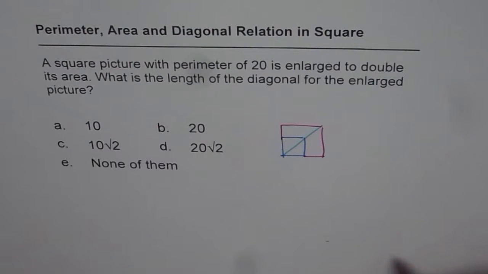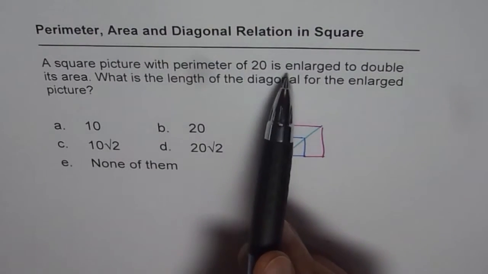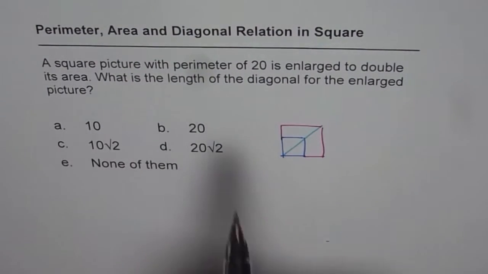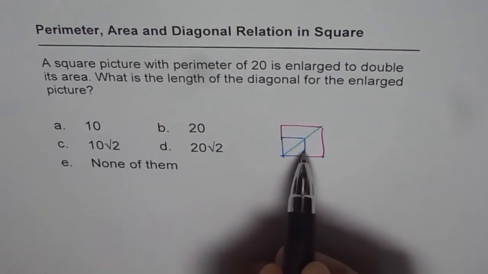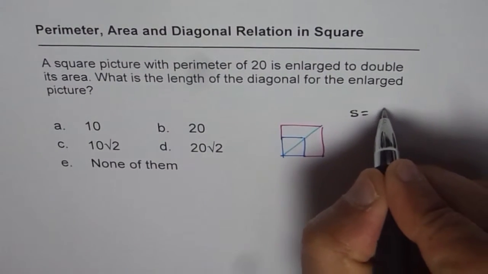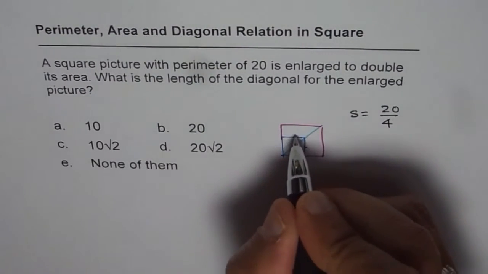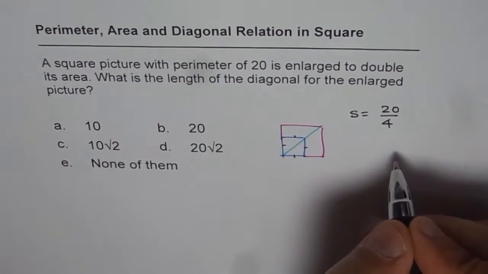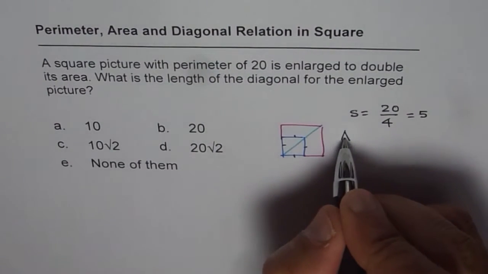There are a couple of steps involved in this. So keep a calculator and be ready for calculations. A square picture with perimeter of 20 is enlarged to double its area. So when we have a square picture with perimeter of 20, then what is each side? So side, let us say, is equal to 20 divided by 4, right? Since all sides are equal of the given small square. That gives us 5.